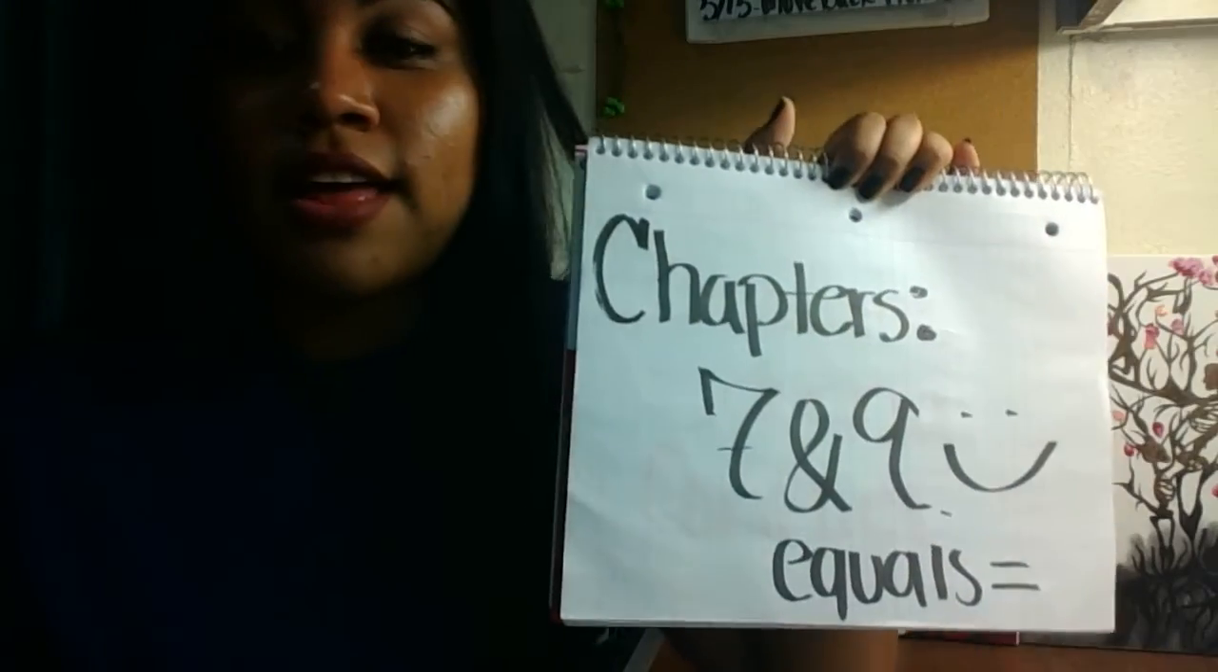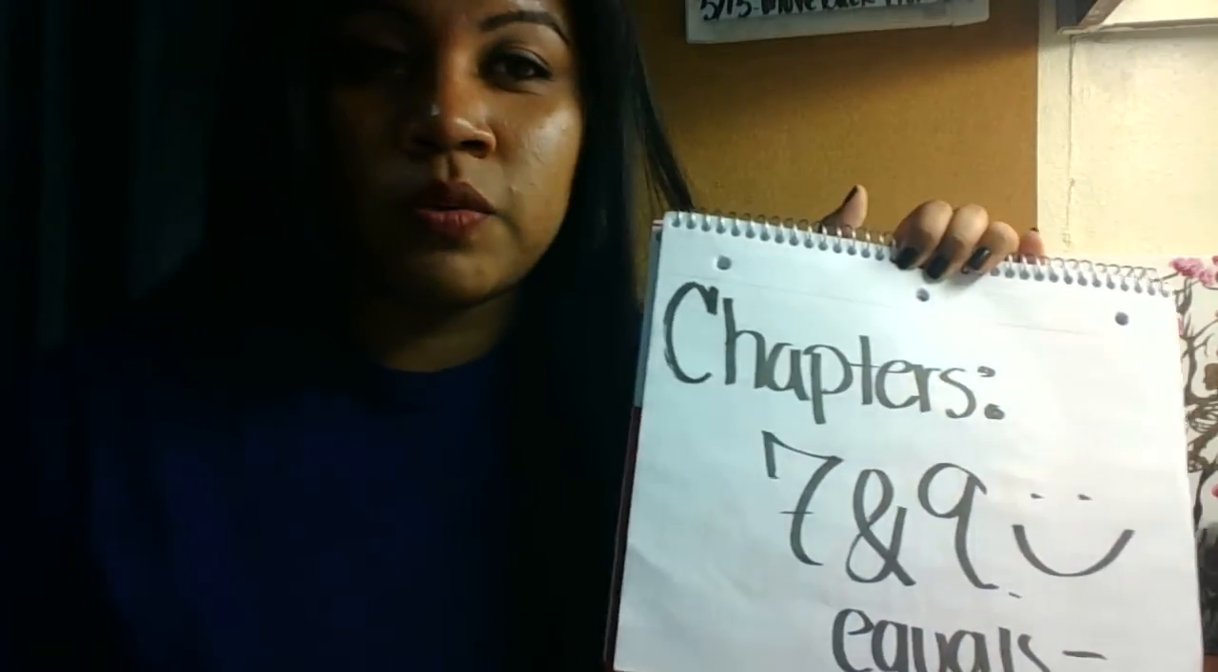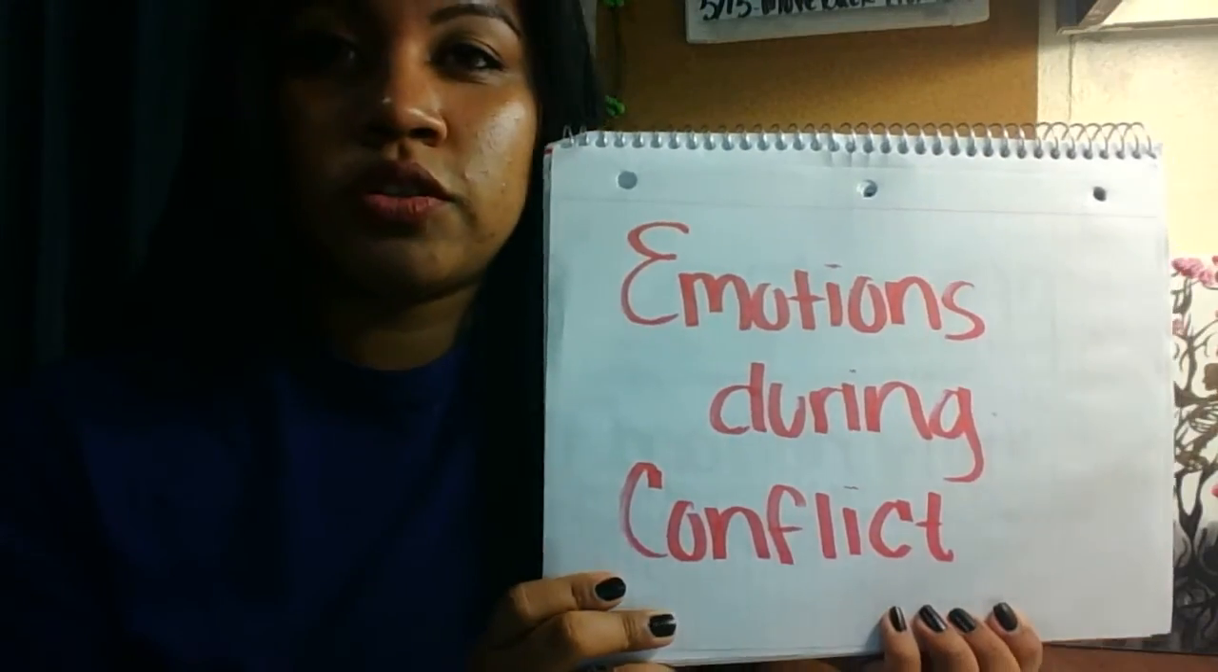Today I will be talking about Chapter 7 and Chapter 9, which are emotions and communication versus managing conflict in relationships, which combined together will equal emotions during conflict. Chapter 7 explains how emotional intelligence is our ability to recognize and to judge which feelings are appropriate in which situations and to communicate those feelings effectively.